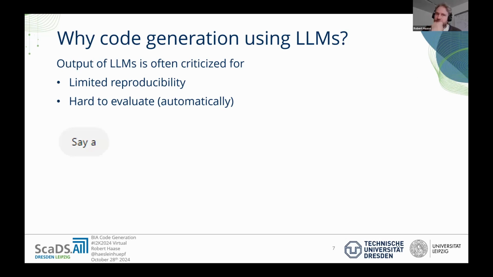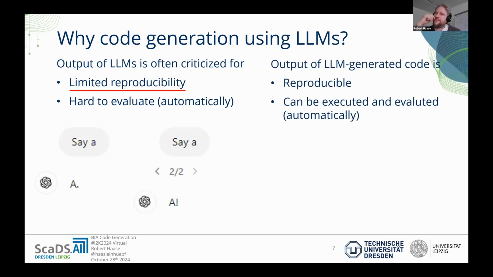But as an example for the reproducibility issue, if you ask, for example, here in this case, ChatGPT, say A, it may say A with a dot. And if you ask again, it may then say A exclamation mark. So the output of large language models is not 100% reproducible. They sometimes do this and they sometimes do that.